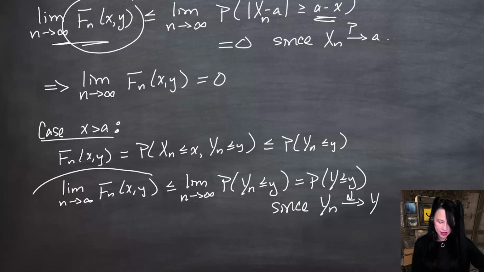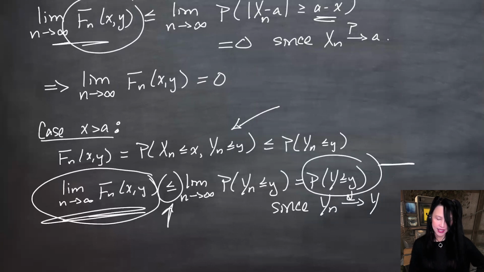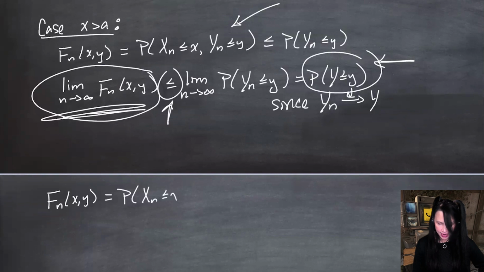So I've got this thing that we care about, its limit being less than or equal to this thing, but I want it to be equal. So now I'm going to rewrite this top line and drop something else in the right way so that I can get the limit to be greater than or equal to. So I want to get this greater than or equal to this, and that would force them to be equal. So let's do that. Let's look at, again, F_n(x, y). This is the probability X_n is less than or equal to x, and Y_n is less than or equal to y.